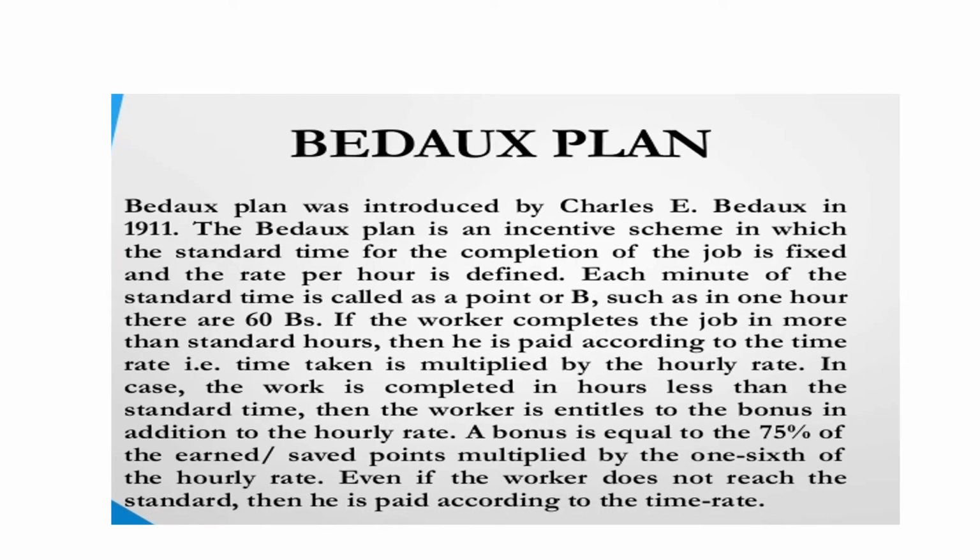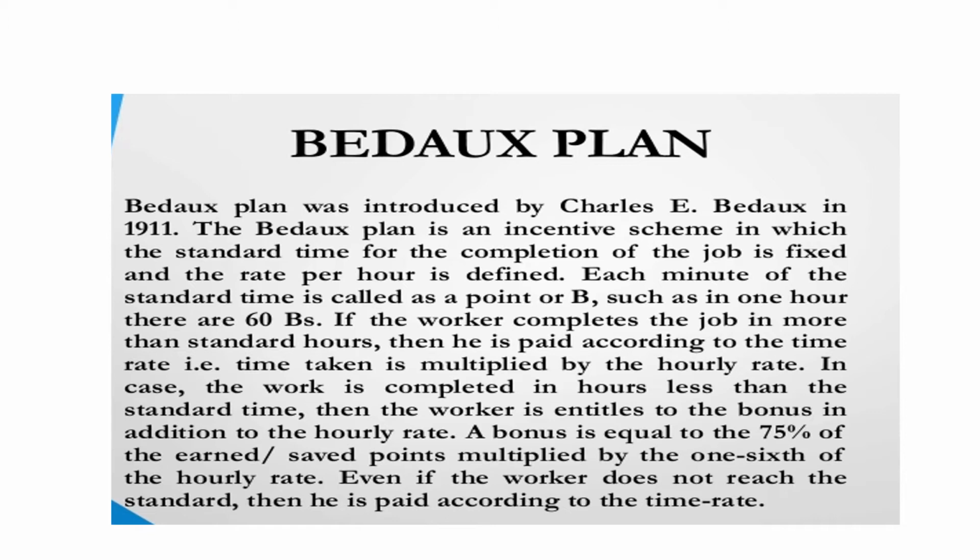Bedaux plan was introduced by Charles E. Bedaux in 1911. This plan is an incentive scheme in which the standard time for the completion of the job is fixed and the rate per hour is defined. Each minute of the standard time is called a point or B. So in 1 hour there are 60 Bs. If the worker completes the job in more than the standard hours, then he is paid according to the time rate, that is time taken multiplied by the hourly rate.